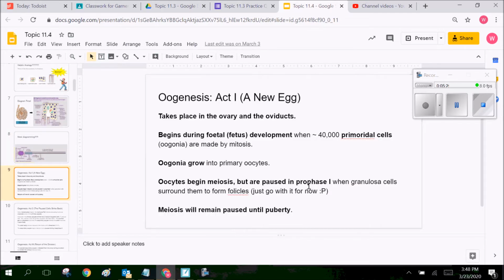Okay, so let's talk about oogenesis. So that was it for spermatogenesis. You don't need to know much about it, but you do need to know about oogenesis, and you do need to be able to compare the two processes. So spermatogenesis takes way less time. It's a lot simpler than oogenesis.